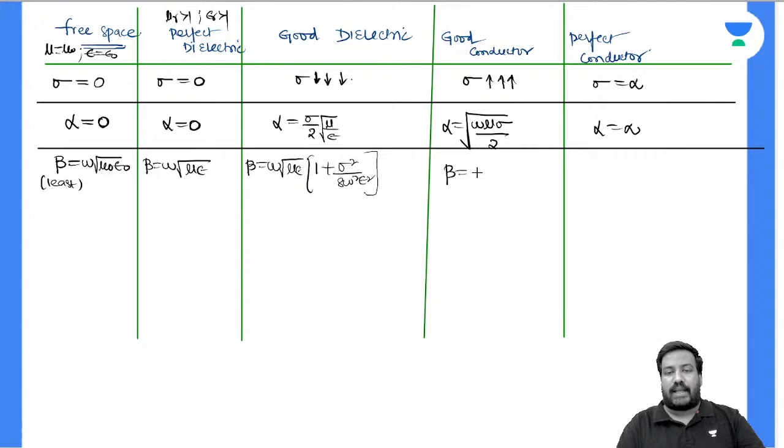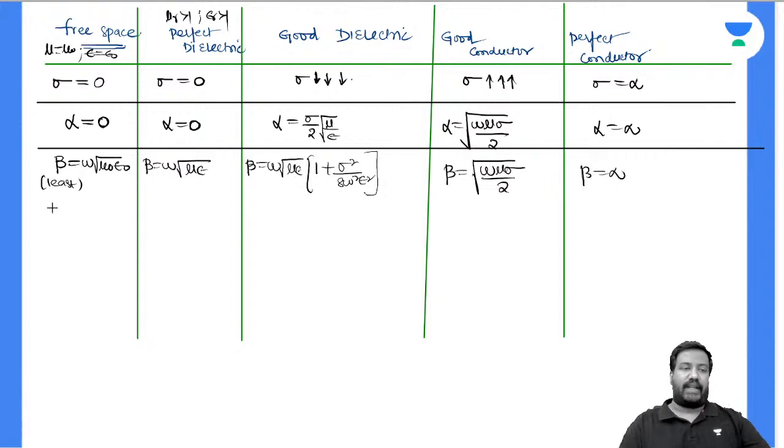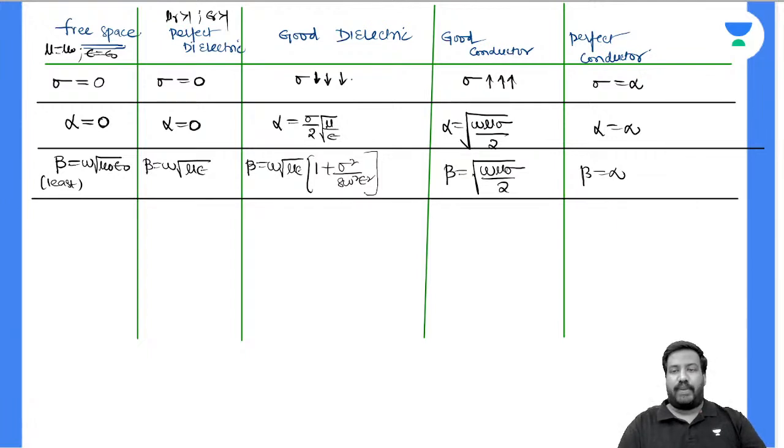Okay. And in good conductor, alpha is equal to beta. The beta is equal to under root of omega mu sigma by 2. Sigma is a large value, therefore beta is still increasing. Perfect conductor, sigma is infinity, beta is infinity. The journey of beta, least value to highest value. Clear?